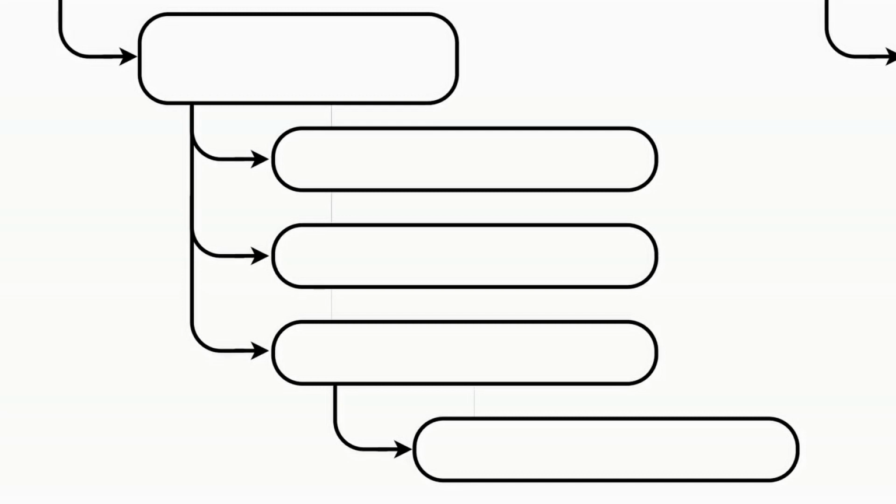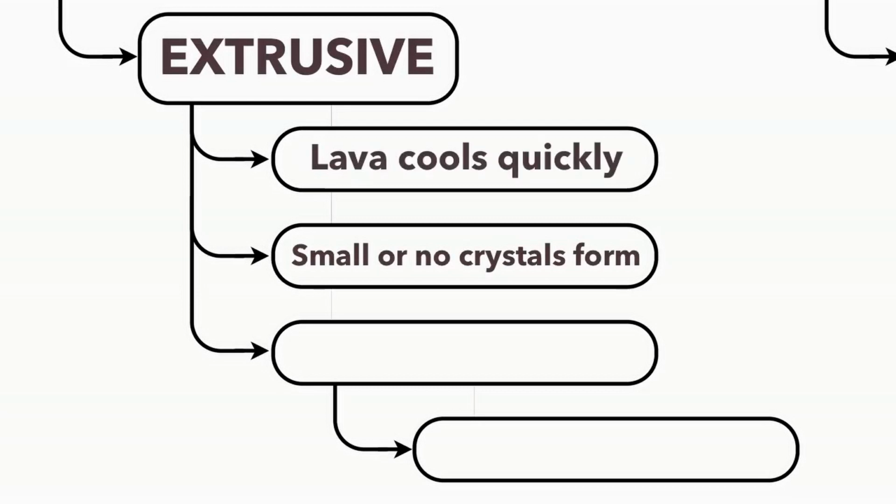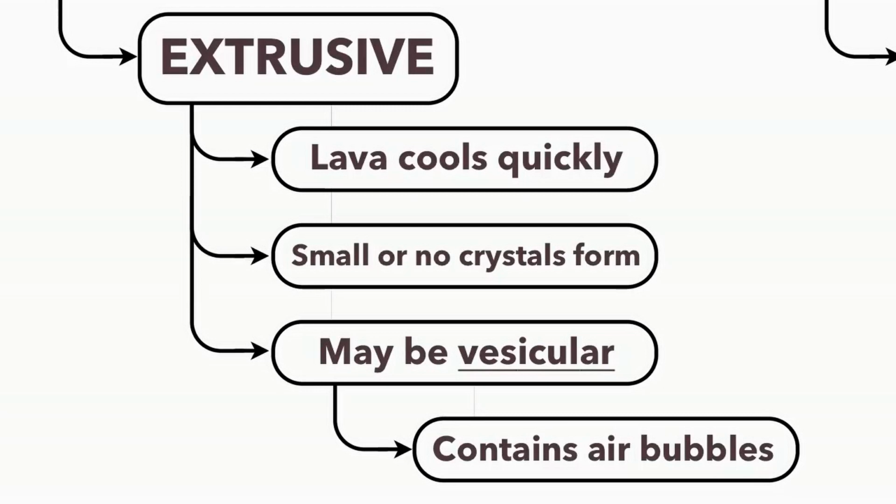Well, as you might suspect, these are called extrusive igneous rocks. Instead of forming deep underground and cooling slowly from magma, these form on the surface. And because they cool really quickly from lava, you're going to get small or no crystals at all. And as a result, they may even have air bubbles trapped inside, which is something we call vesicular. So again, extrusive rocks form on the surface very quickly, and so you get very small or maybe even no crystals, and they may have air bubbles trapped inside.